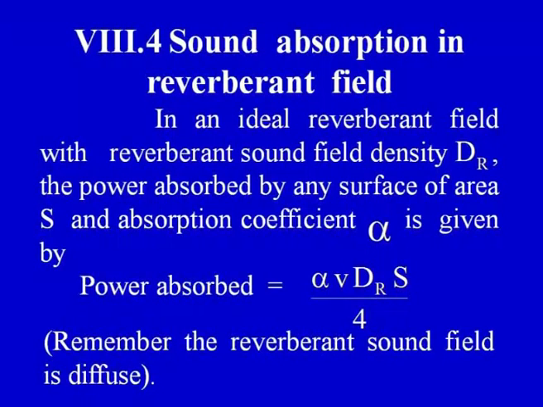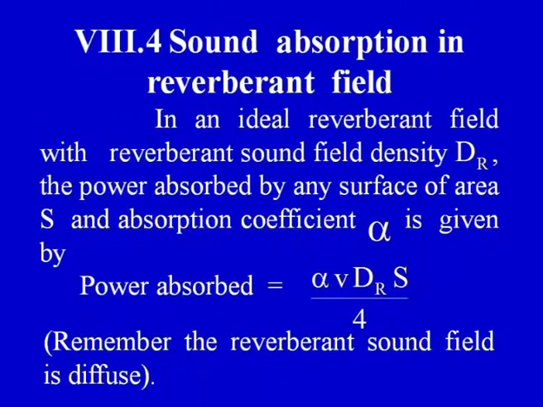Let us now consider sound absorption in a reverberant field. In an ideal reverberant field with reverberant sound energy density d_r, the power absorbed by any surface of area S, absorption coefficient alpha, is given by alpha into V into d_r times S divided by 4. Remember, the reverberant sound field is a diffuse field.